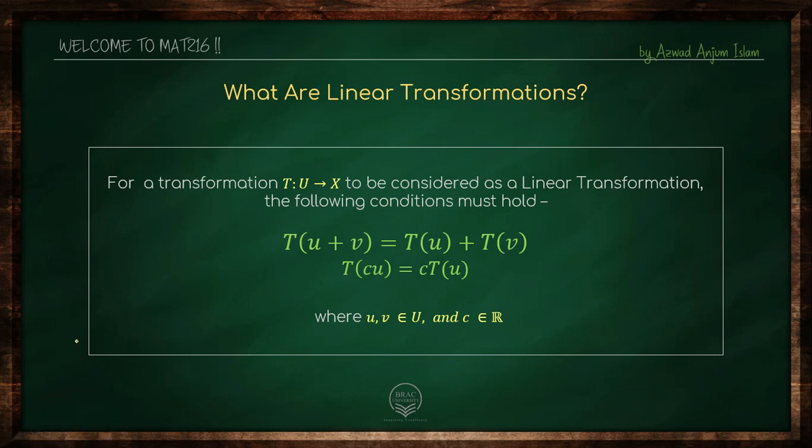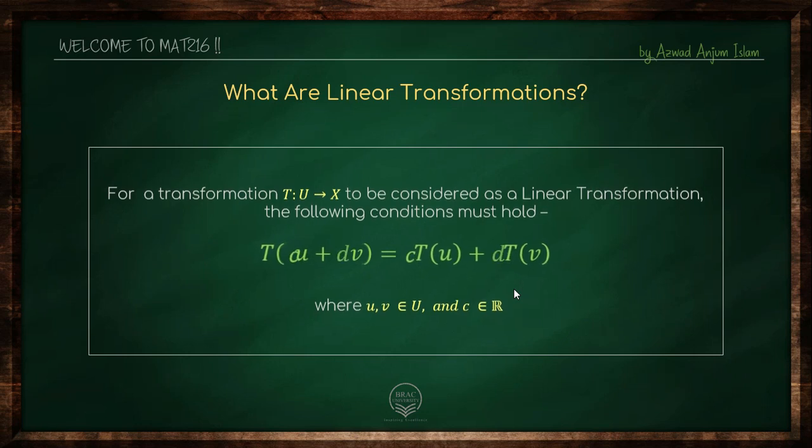This is our definition of a linear transformation. If a transformation follows these 2 rules, then we can say that the transformation is linear. And in fact, we can combine these 2 rules into a single rule, and that is this one. Because in this single rule, we are combining the rules of scalar multiplication and addition together.